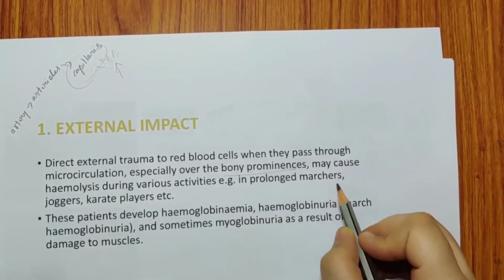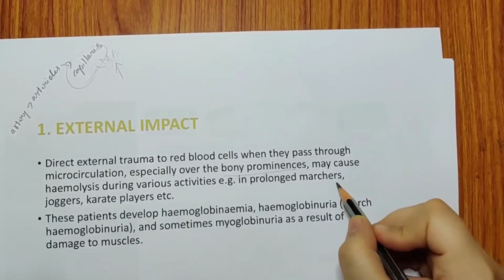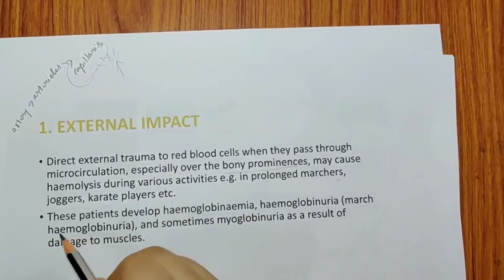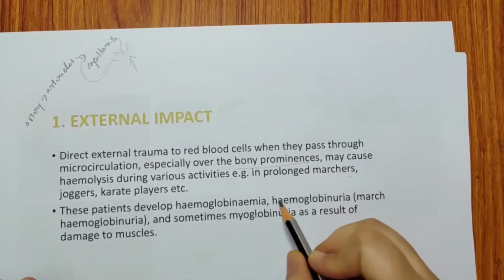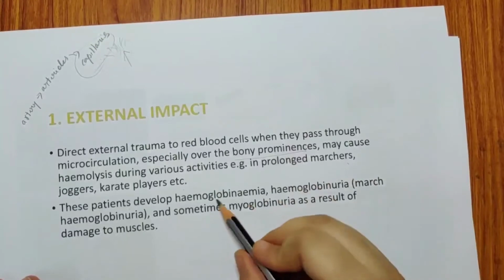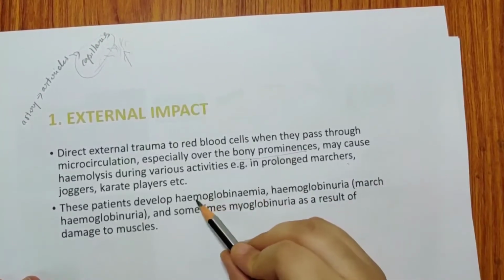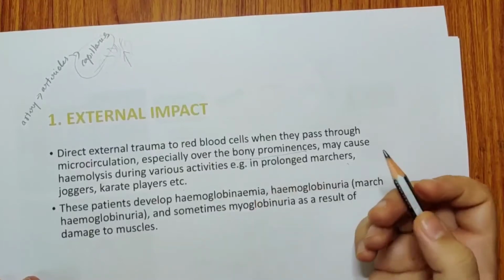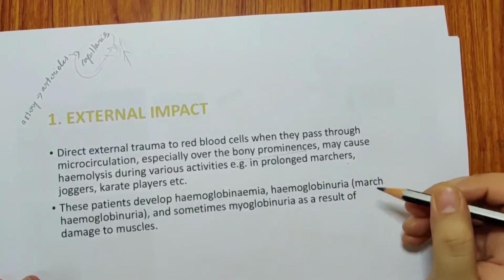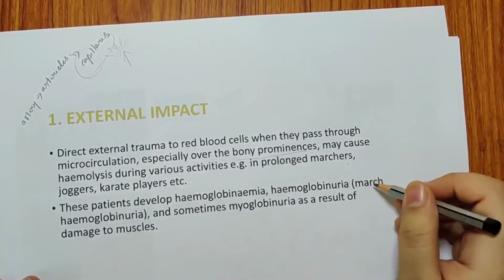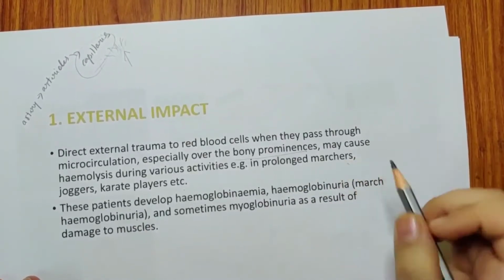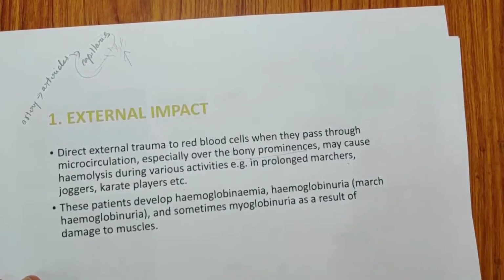Any direct external trauma to these small capillaries, especially over the bony prominences, may cause hemolysis during various activities like prolonged marches, such as march past, joggers, karate players. These patients develop hemoglobinemia, that is hemoglobin in the blood. Then hemoglobinuria, also known as march hemoglobinuria, because it is seen in marches.